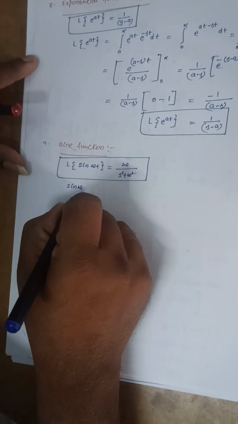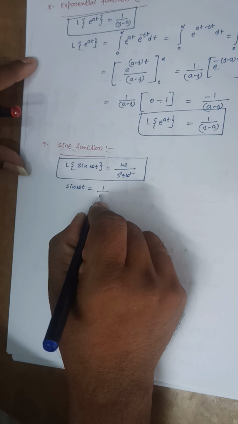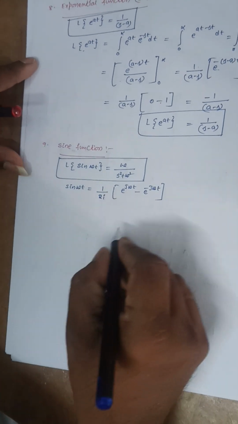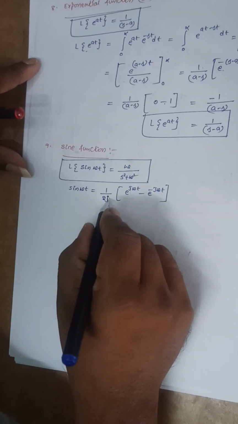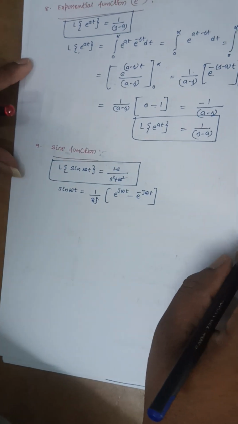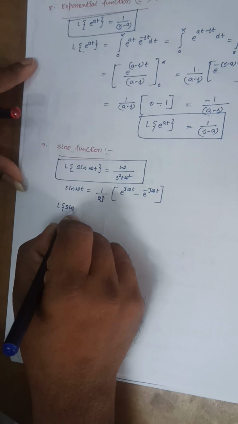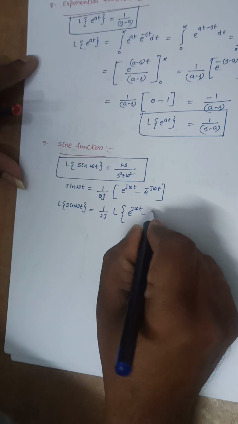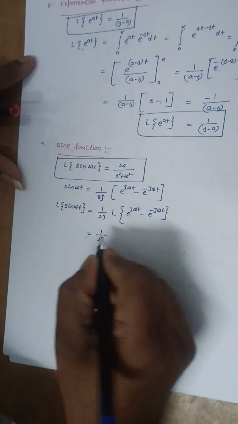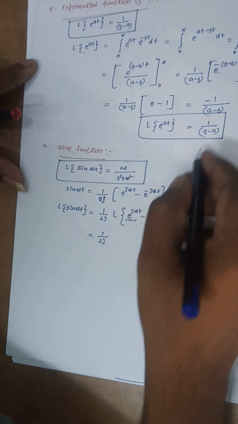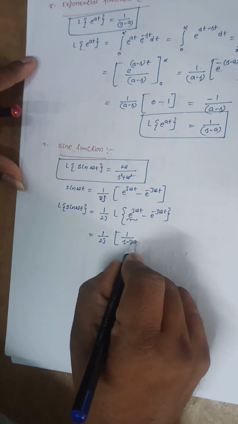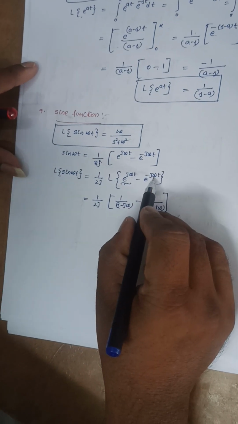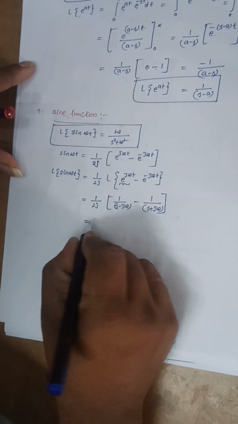We know that sin omega t can be written as 1 by 2j into e power j omega t minus e power minus j omega t. Here j means i. So the Laplace transform for sin omega t is equal to 1 by 2j times the Laplace transform of e power j omega t minus e power minus j omega t. The Laplace transform for e power at, as we just discussed, is 1 by s minus a. So it is 1 by s minus j omega for the first term, and 1 by s plus j omega for the second. Here a is plus j omega, and here a is minus j omega.